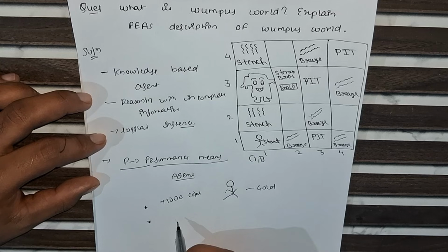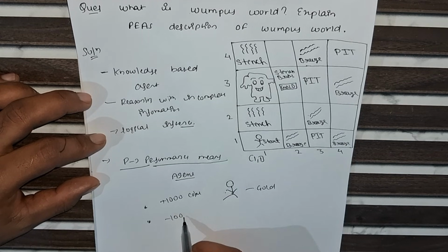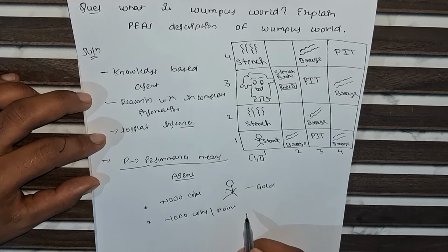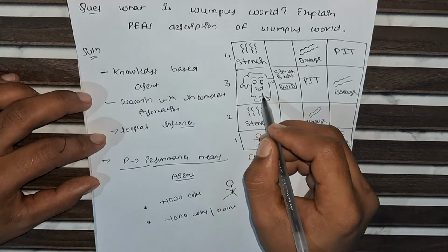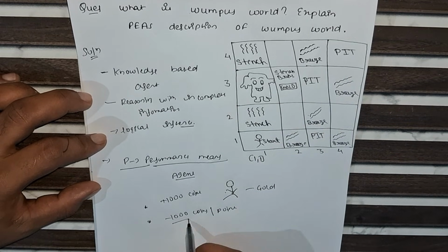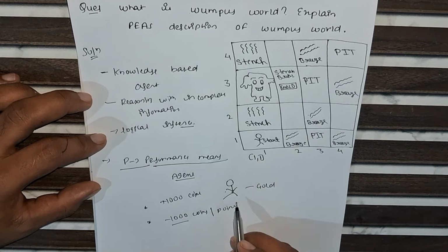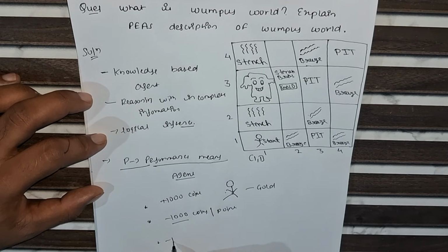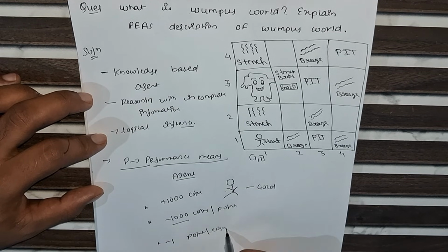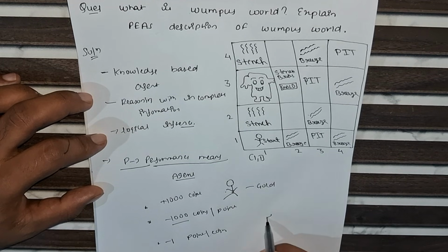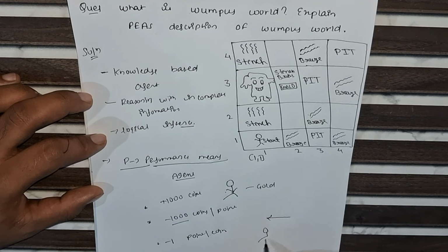And another thing is minus 1000 coins, or we can say points, as a penalty for being eaten by the Wumpus or falling into the pit. So minus 1000 coins or points will be deducted from the agent. Now minus 1 point, or we can say coin, for each action by the agent, and minus 10 for using an arrow. This is for the agent.